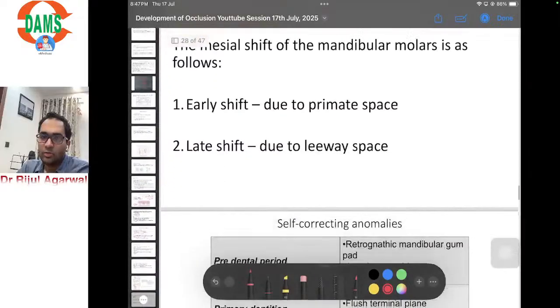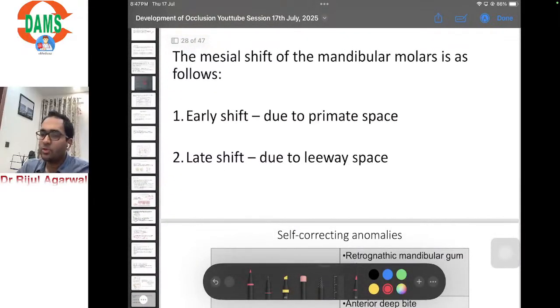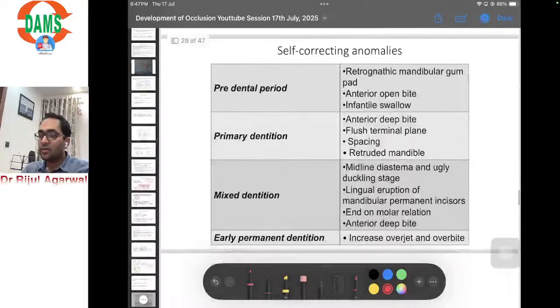So the mesial shift is as follows. Just to summarize, early mesial shift is due to the primate space and late shift is due to the leeway space. And I've summarized the self-correcting anomalies. If a patient reports any of these anomalies at this age, you have to tick the option do nothing or wait and watch, or whatever is given in the answer, assure the patient. These are the 3 kinds of options which you get: assure the patient, wait and watch, do nothing.